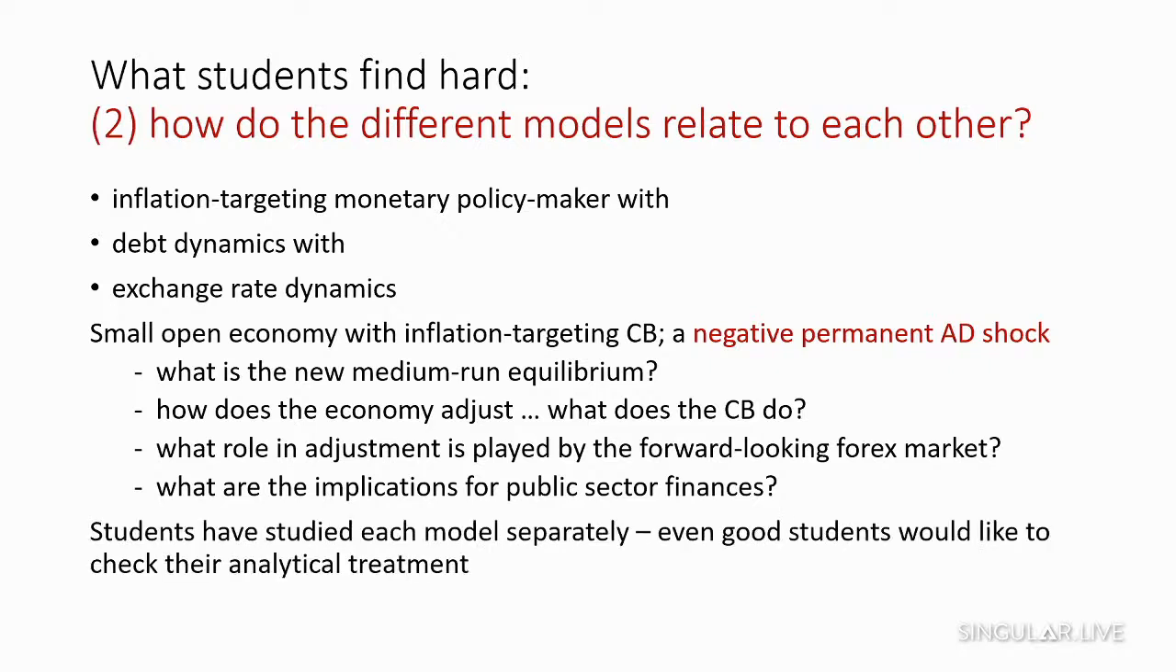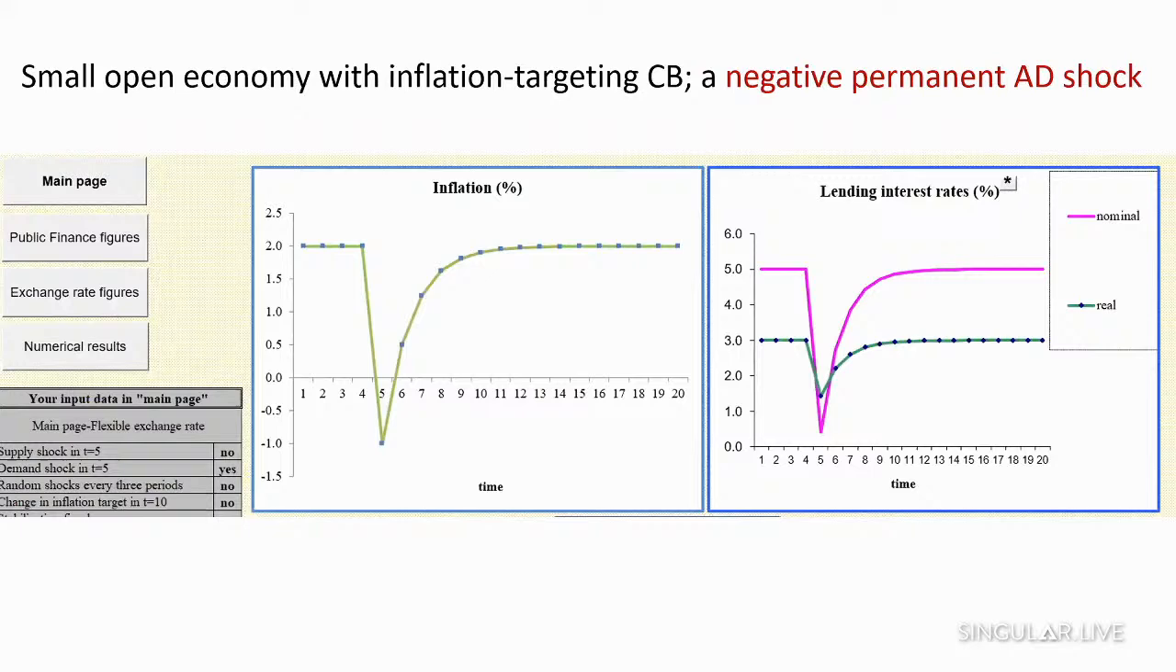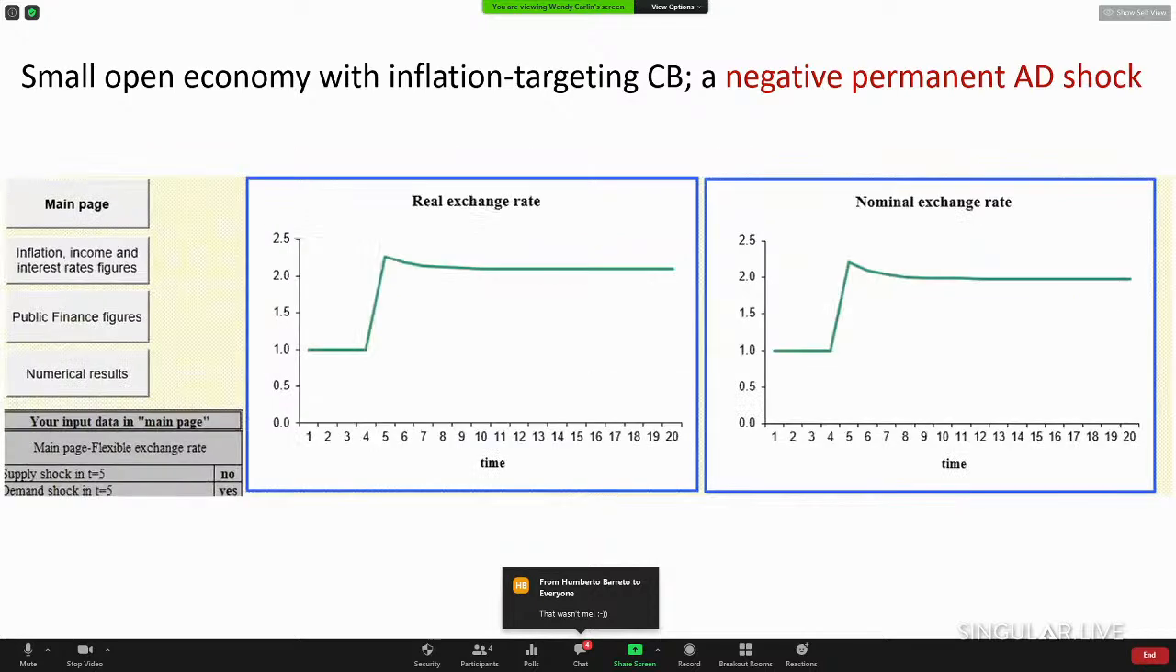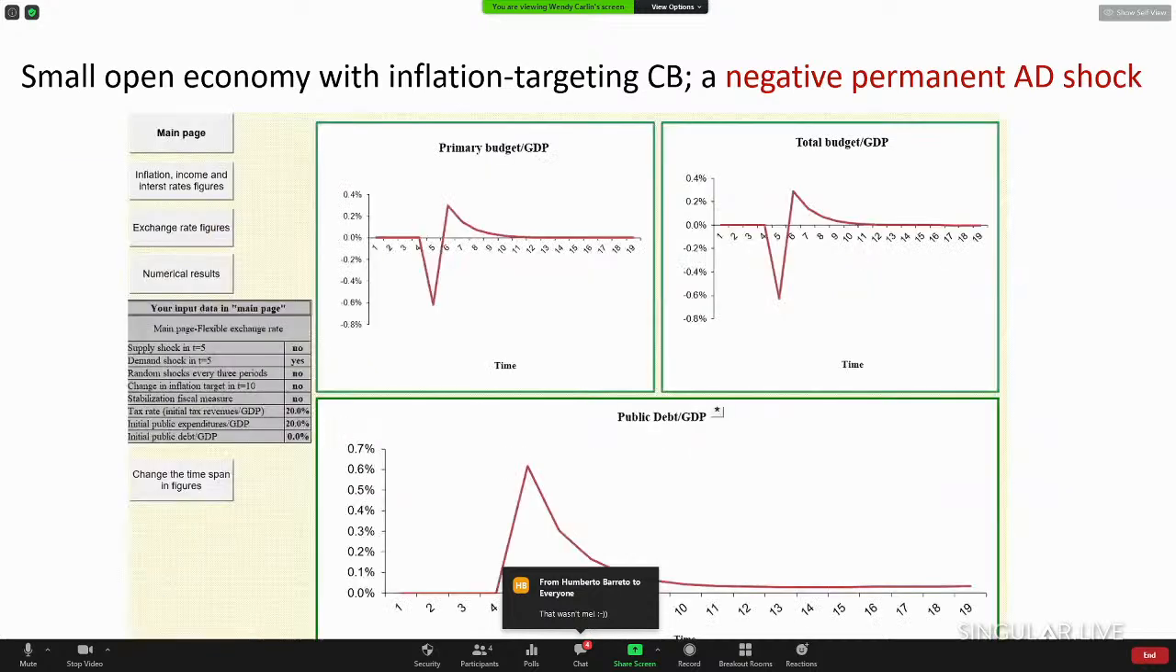Students have studied each of them, but even good students need to check their analytical treatment. So here we go. You can get the results with an inflation targeting central bank for inflation. Check out what happens to the real exchange rate and the nominal exchange rate. And then you can put that together with the debt dynamics, looking at the implications for the primary budget, the total budget, and for public debt. So this is for one particular shock.